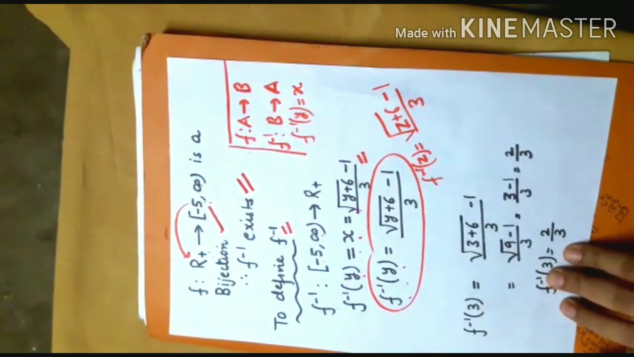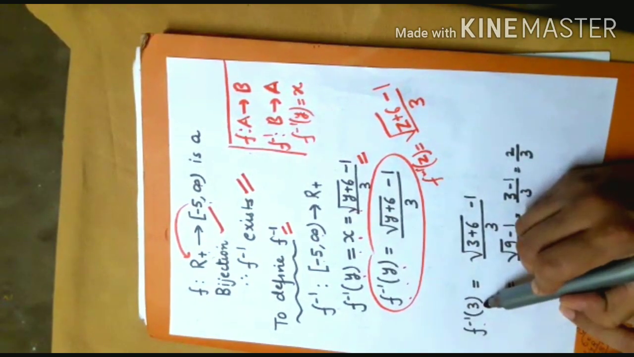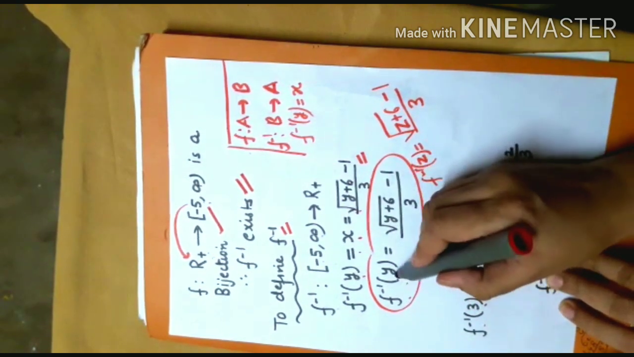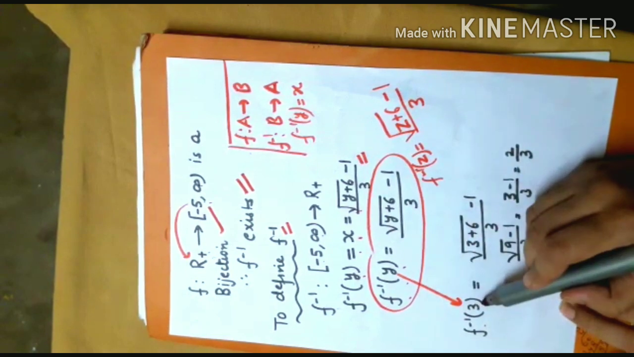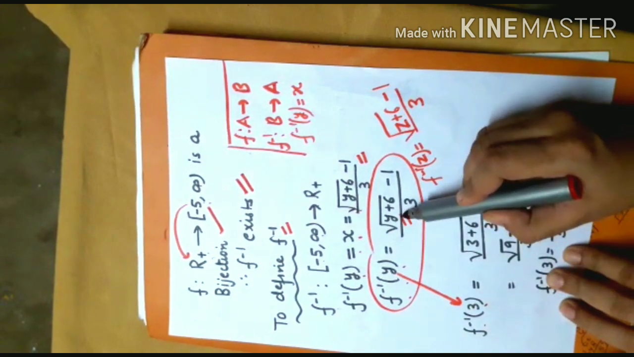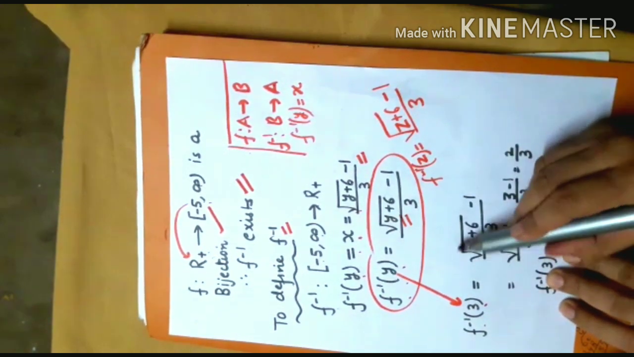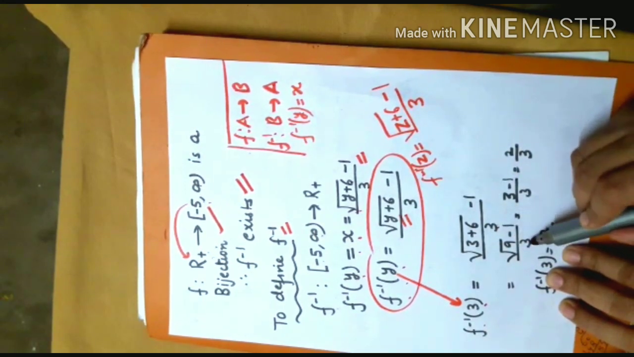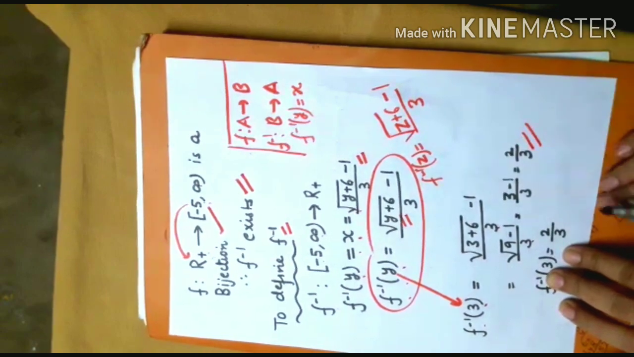Now if I ask you to find out f inverse of 3, that means in this definition of the inverse function, I have to replace y with 3. So here I'll replace y with 3. So I'll get (root of 3 plus 6, minus 1) over 3, which is (root 9 minus 1) over 3. So I'll get 2 by 3. So f inverse of 3 is 2 by 3.